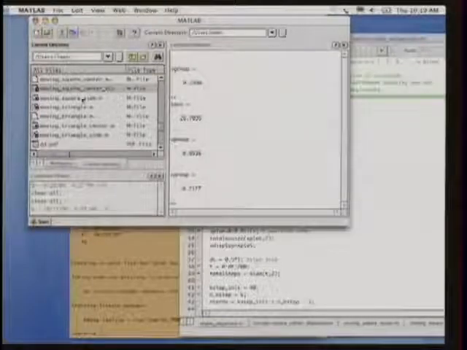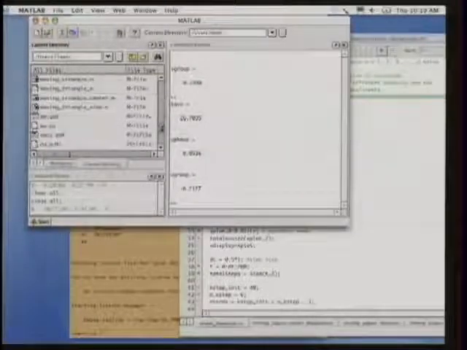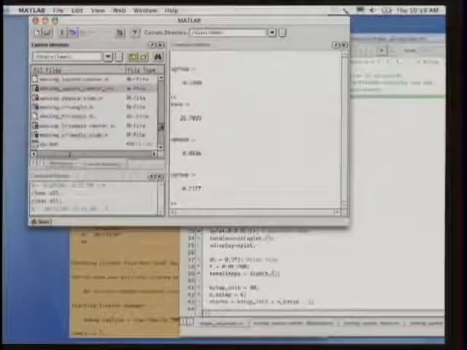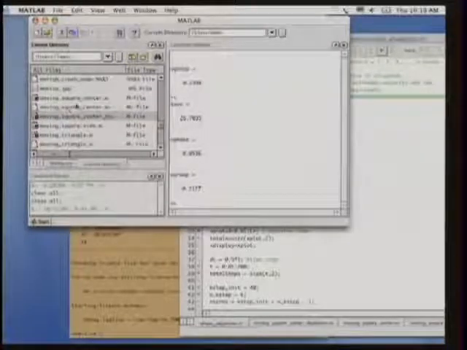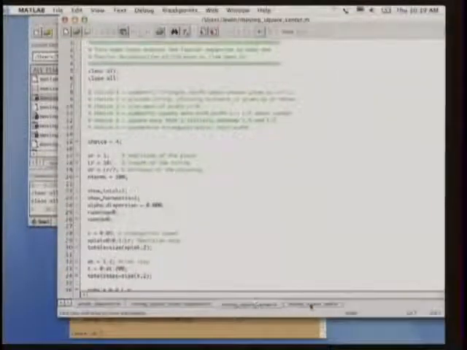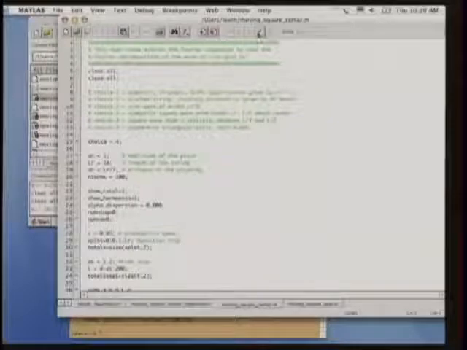I think I have to find that program. Moving triangle. Okay, this is the one. All right. This is it, moving square at the center. So you ready for this?